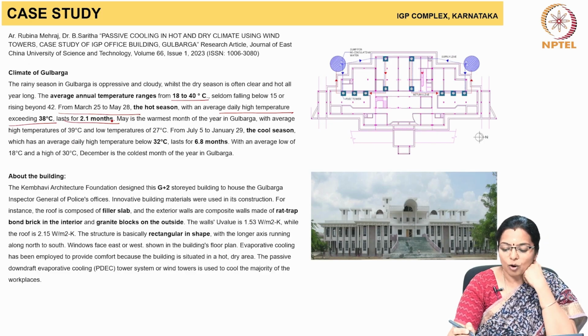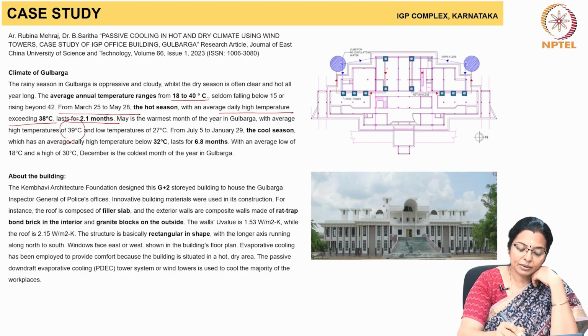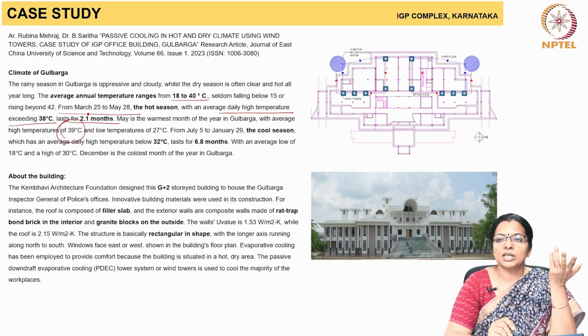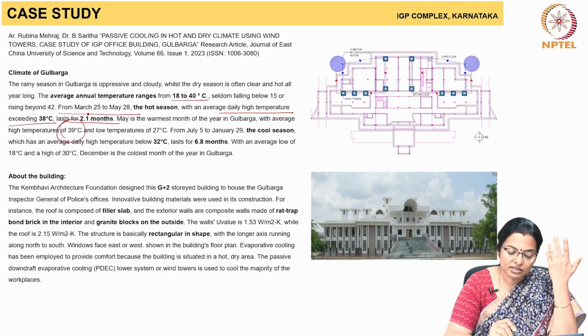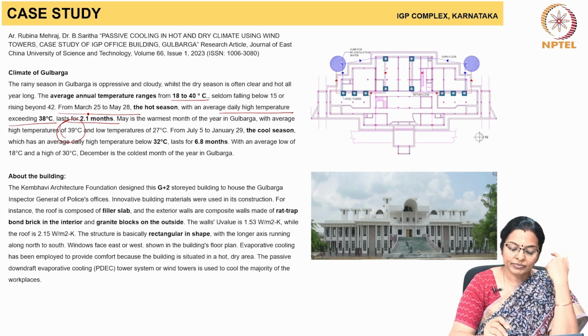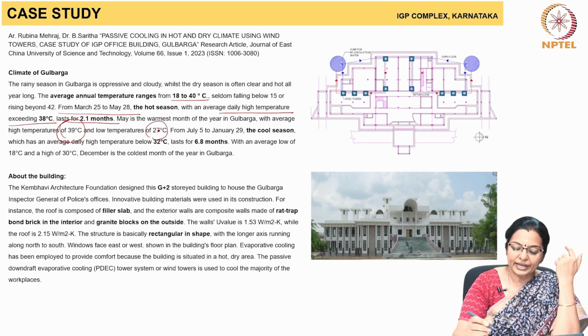And May is the warmest month of the year in Gulbarga because the average temperature itself is 39 degrees centigrade. So, there is every chance that the maximum temperature is much higher. It goes to around 45 degrees. And the low temperature is 27 degrees.